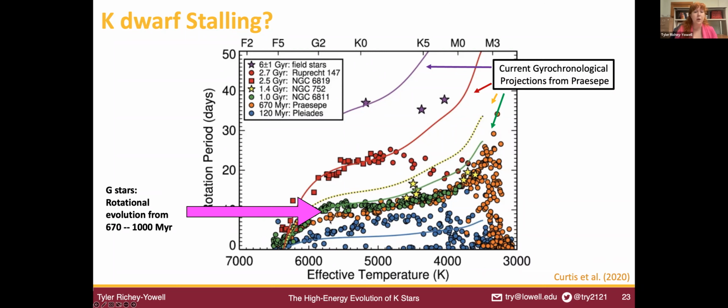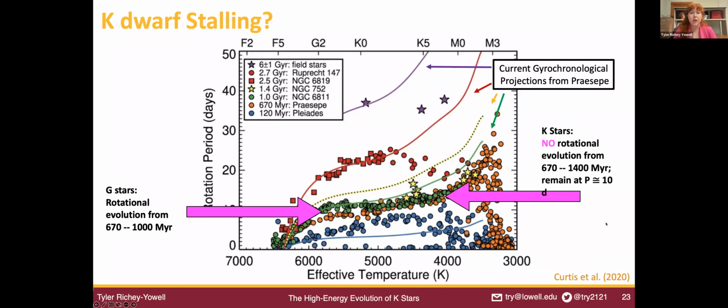So there's a difference between the orange points and the green points here. The orange are 670 megayears and the green are 1 gigayear. Whereas for the K stars, we see no rotational evolution between these ages. These points are overlapping, whereas we would expect the green points to be up further at slower rotation periods, and the same with these red points here. So we're really seeing no rotational evolution for K stars.